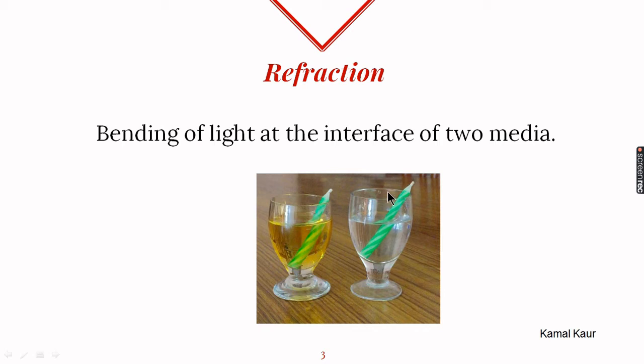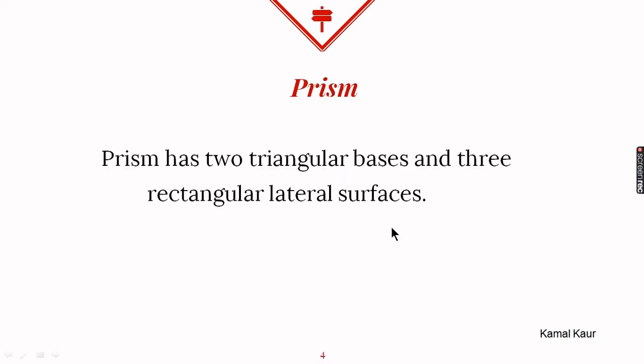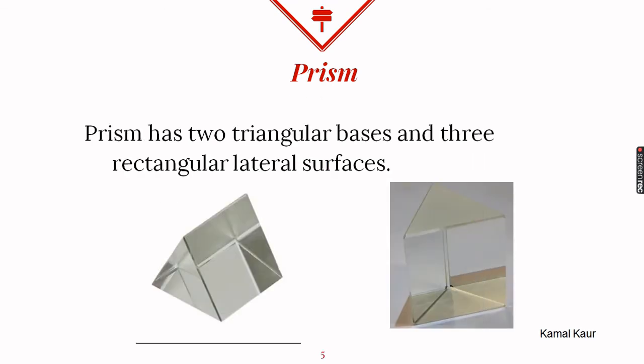If the difference in speeds is lesser, as in the case of air and water, then bending or refraction will also be less. We will study refraction through a prism, and first we will know what a prism is. A prism is made up of glass and it has two triangular bases and three rectangular lateral surfaces. See this figure. This is the triangular base on which the prism is lying. This is another triangle and the rest three surfaces are rectangles. This is the first rectangle, this is the second, and this one is the third rectangle.